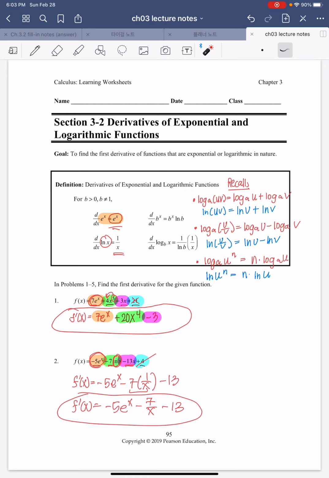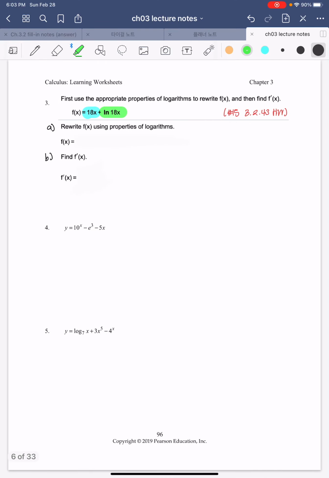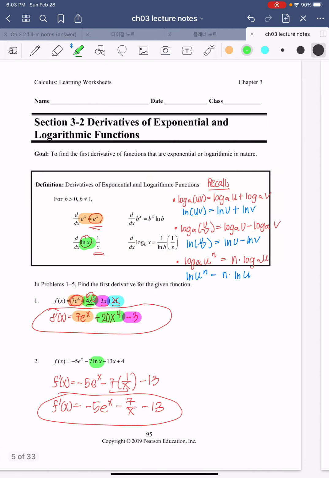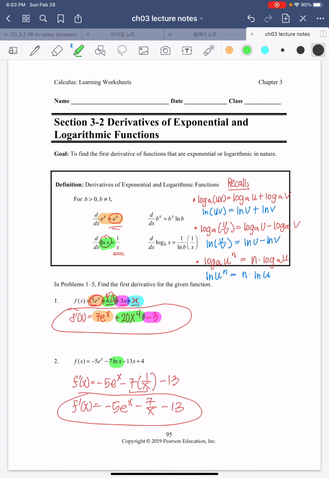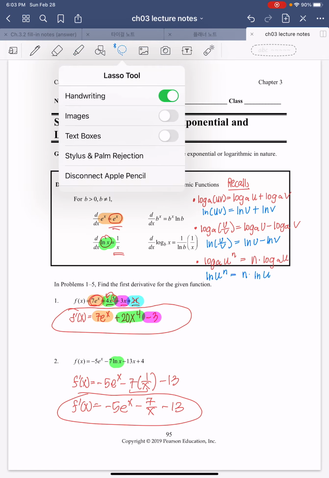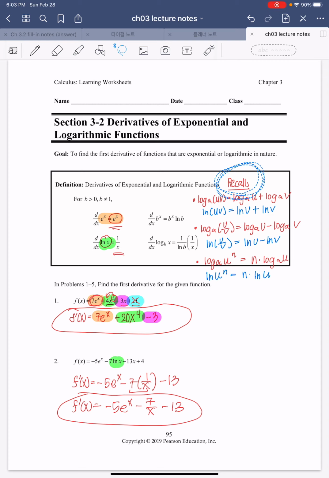Here, number 2, I'm going to erase this one. This part over here on number 2 is fine to use the formula because it's ln x. However, this one is ln 18x. There's some extra 18, and you cannot just say 1 over 18x. That's not true. I'm only given ln x. So here's the one that I mentioned earlier. We are going to be using some rules to rewrite that ln 18x. And I hope you can guess which one I'm going to use.